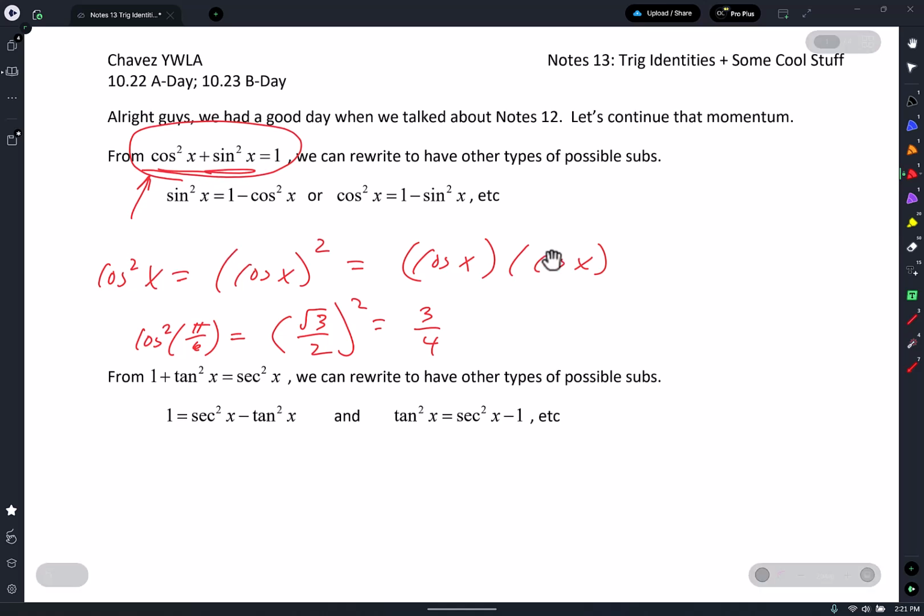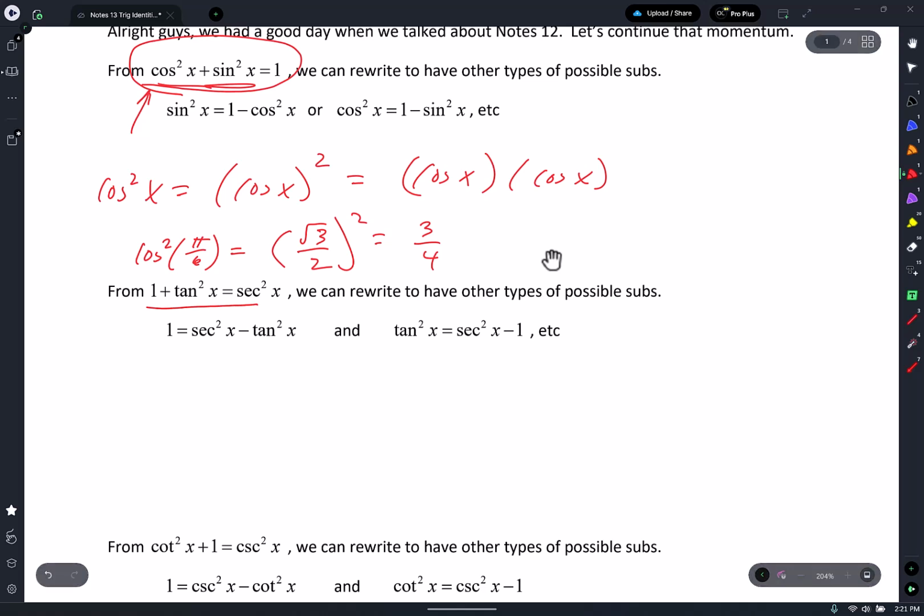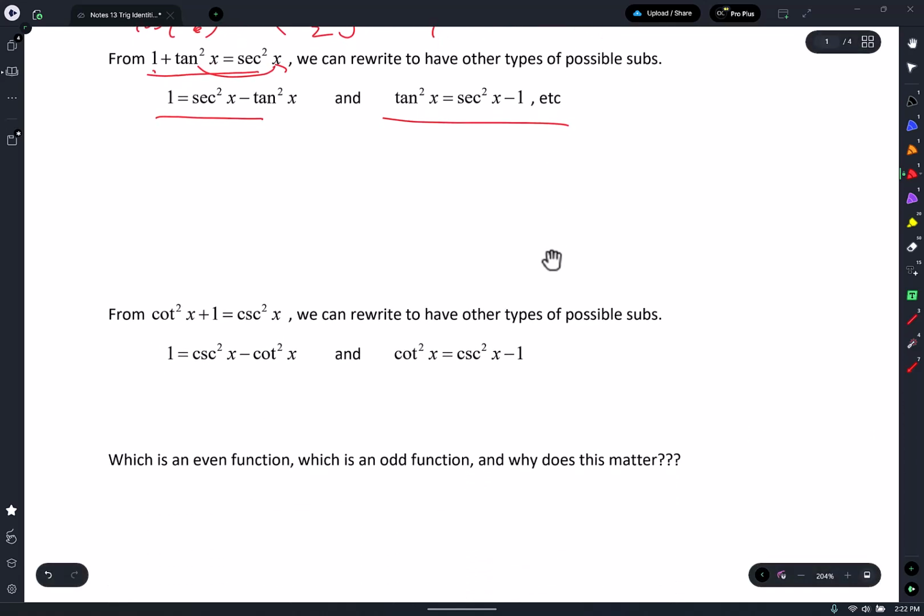Same thing with 1 plus tan squared. We already talked about it. There's two different ones that you can write from that, right? You can move the tan squared to the right, and you get secant squared minus tan squared. You can move the 1 to the right and leave the tan squared alone: tan squared equals secant squared minus 1. You can even flip-flop the tan squared and the secant squared, and you'll have 1 minus secant squared equals negative tan squared. It doesn't matter. Cool or not cool? Okay, so now I think we're good.